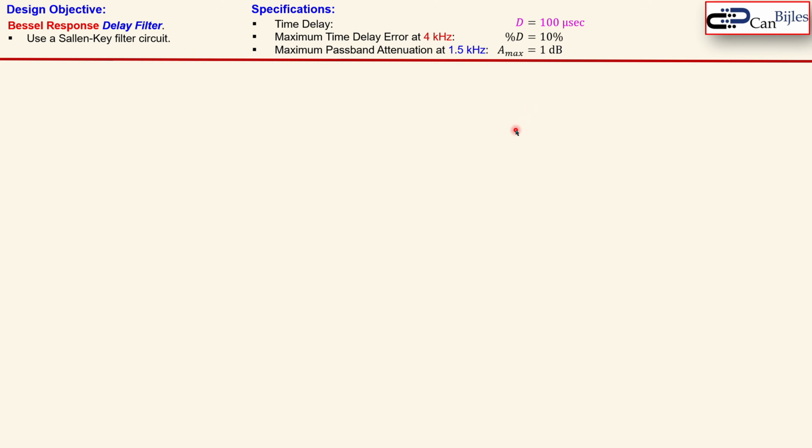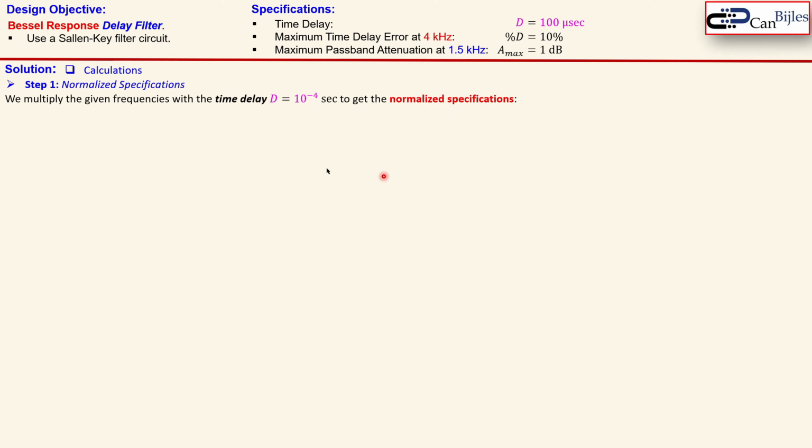Okay, how do we tackle this problem? Okay, let's see that in the first step. First we go to the normalized specifications. So from here we make it normalized. We use that to calculate that using the tables for the Bessel response.